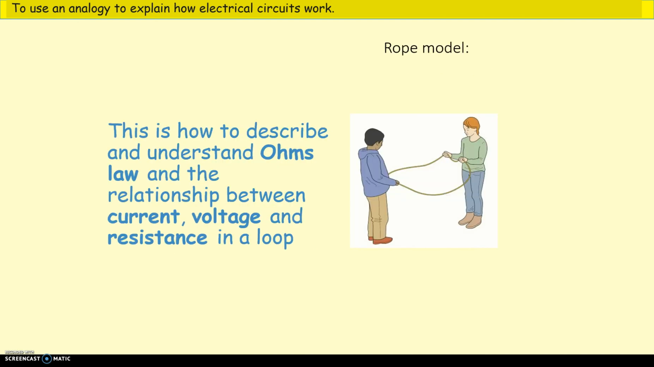So this is one way to describe and understand Ohm's law, which you could look up and do some independent work on. We want to learn about the relationship between current, voltage, and resistance in a loop. And an additional independent task would be to think about which model you would consider to be the better of the two, the boiler model or the rope model.